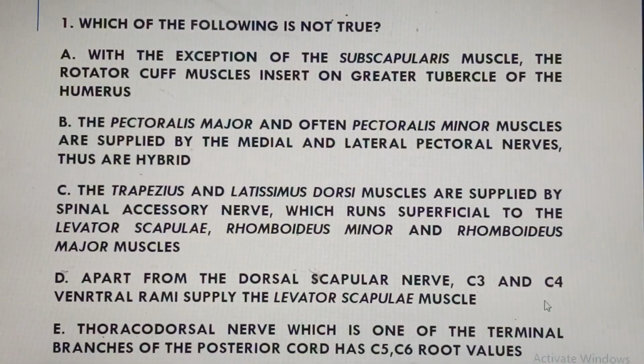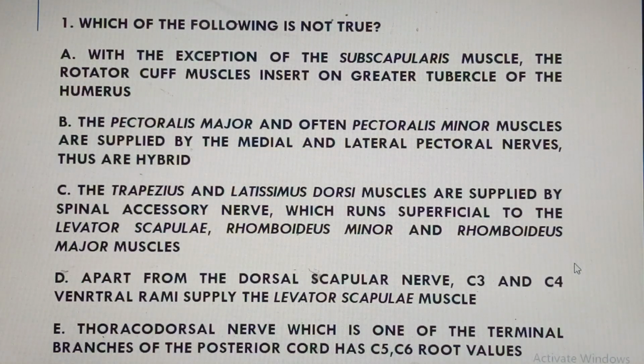And we begin this revision, part 1, with question number 1. And question number 1 says, which of the following is not true? Now, option A says, with the exception of the subscapularis muscle, the rotator cuff muscles insert on the greater tubercle of the humerus. Yeah, that's a very true statement.